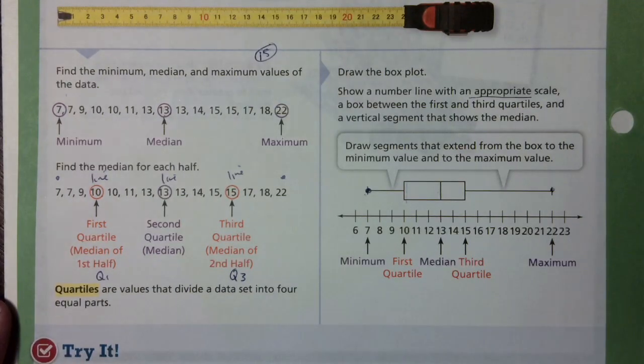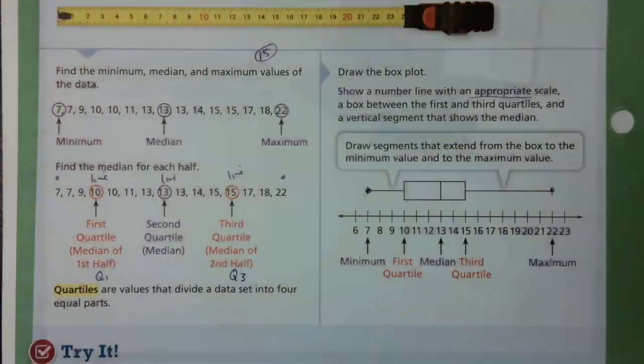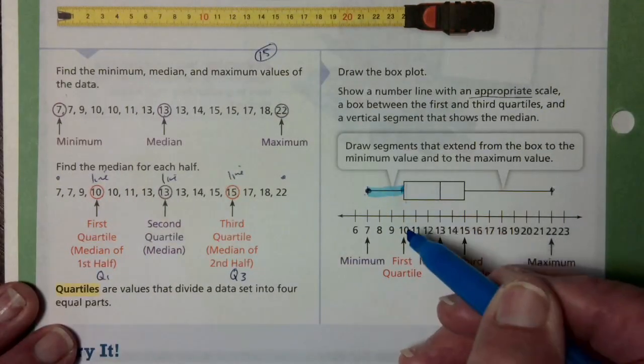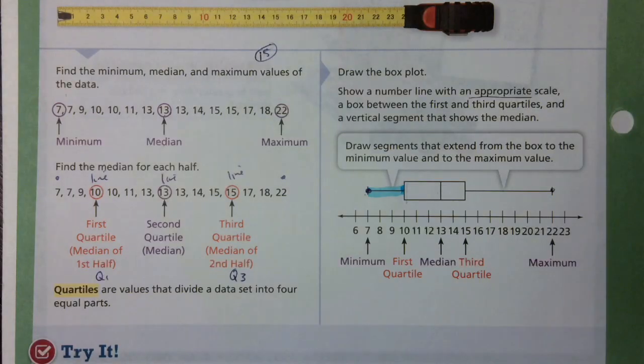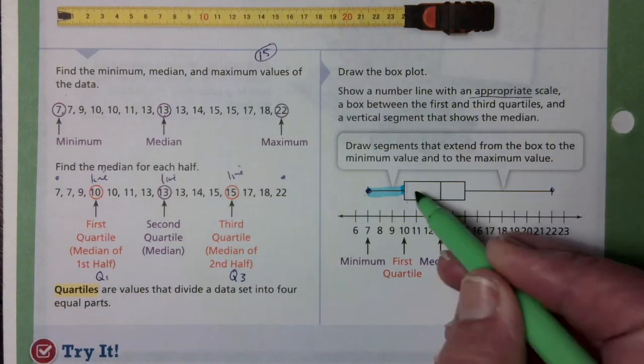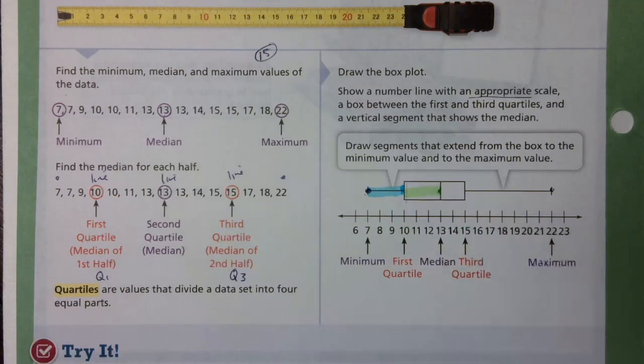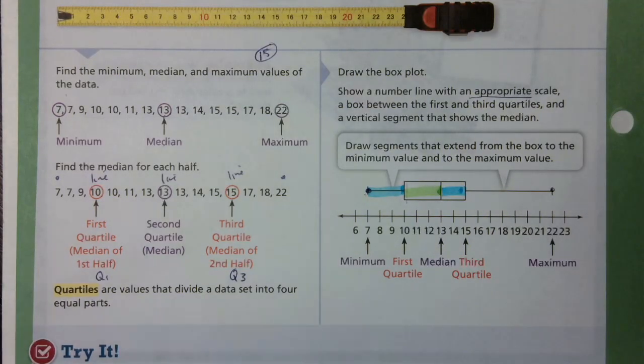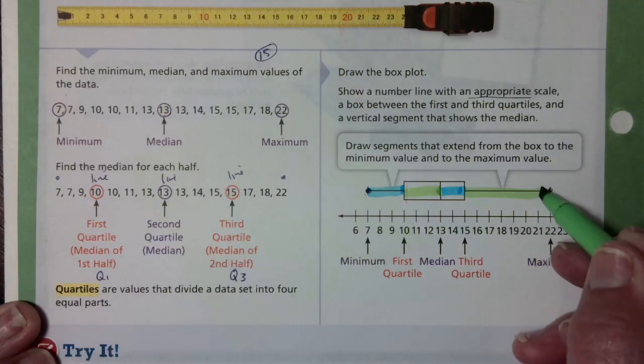Okay? Now, what I need you to understand, really understand, I'm going to do it with highlighters. From the dot to the end of this box, I want to do it in blue. That's the 1/4 of the data. From the first line to the second line is 1/4 of the data, or 25%. From the line to the last line is another 25%, another fourth. And from the end of the box out to the last dot is another fourth.